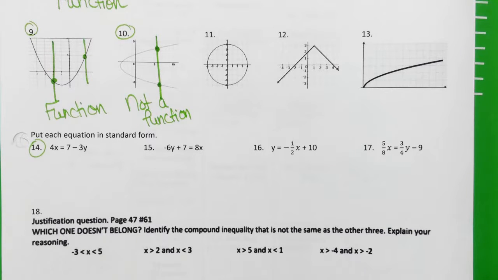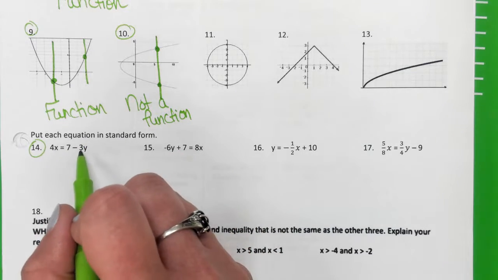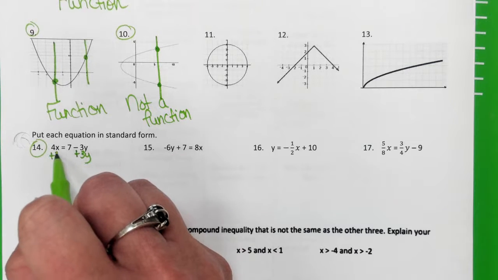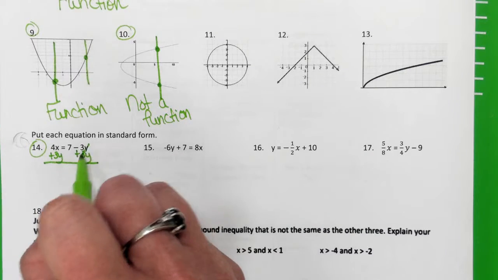What about number 14? Did we go over standard form, or was that Friday? Yes, we did? Okay, wonderful. Standard form means that the x and y are where? On the same side. Which side? The left side. The x is already there. How do we move that y? You add it. Very good. Okay, x has to come first.